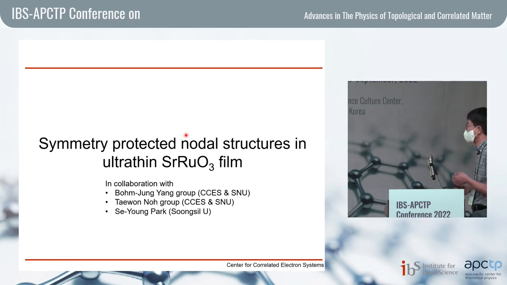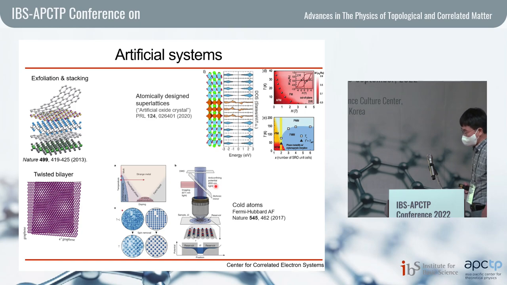Now let me move on to symmetry protected nodal structures in ultra-thin strontium ruthenate thin film. And this work was in collaboration with Bohm Jung Yang's group at the center, and also Tae Won Noh's group and Se Young Park at Soongsil University. Bohm Jung played the most critical role in this work. So the reason we started working on this thin film is that we wanted to work on some artificial systems.